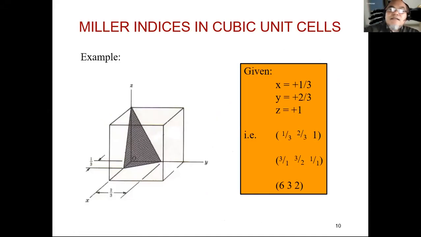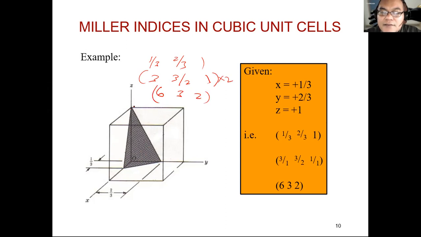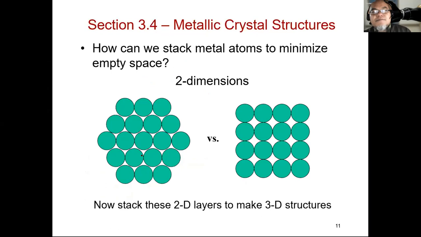For example, determine the Miller indexes of this plane. So this intercepts the x-axis at 1/3, the y-axis at 2/3, and the z-axis at 1. So you take the reciprocals: 3, 3 over 2, and 1. This still contains a fraction, so you have to make them integers. Multiply by 2. So this becomes 6, 3, 2. This is the Miller indexes of this plane.